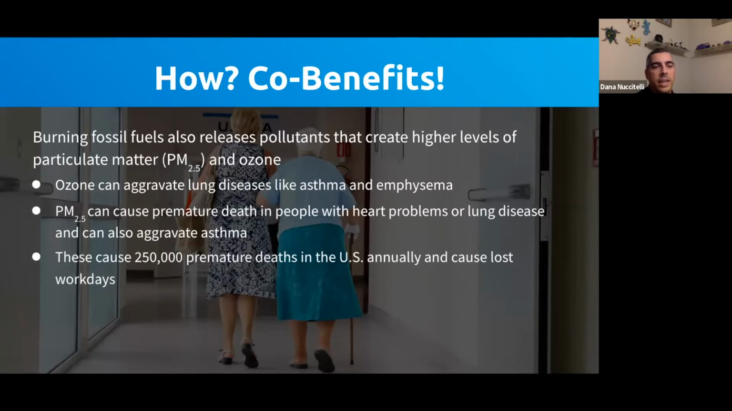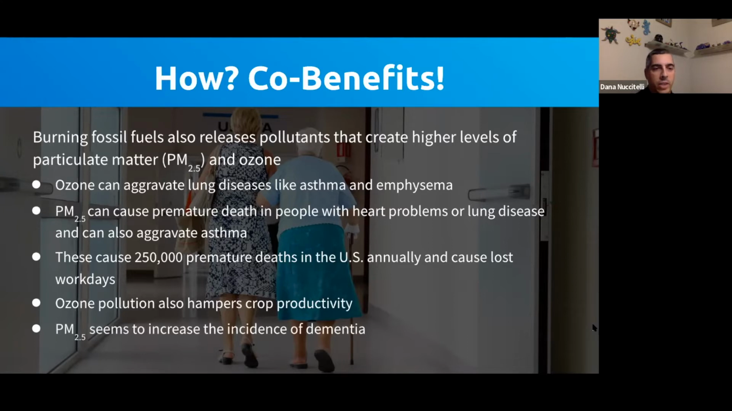Combined, the estimate is that ozone and PM 2.5 cause 250,000 premature deaths in the US annually, and a whole bunch of lost work days too. Ozone pollution also turns out to hamper crop productivity. The more ozone pollution there is, the less productive crops tend to be. And then, as I mentioned, there seems to be this link. This is relatively new health research, but there seems to be a link that when there's more PM 2.5, that contributes to more incidences of dementia. And so cleaning up the air is also good for reducing that impact.